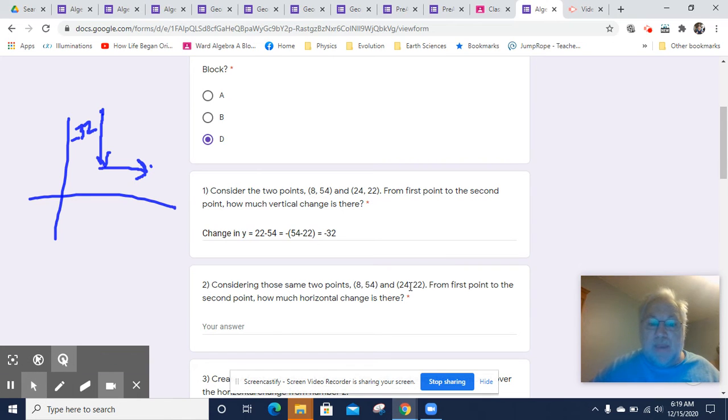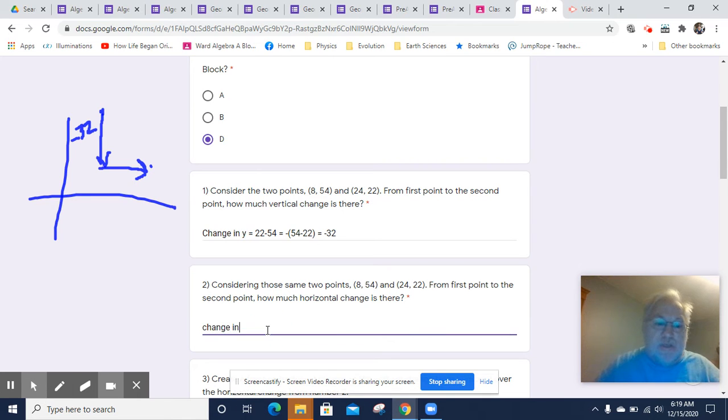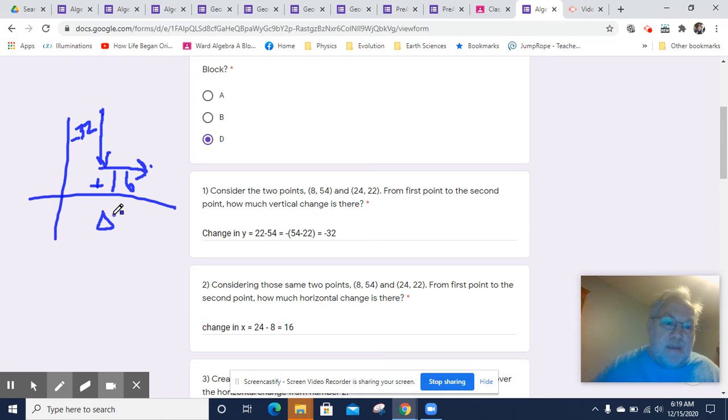So my horizontal change is going to be positive if I'm going in that direction. From 8 to 24, my change in x is going to equal 24 minus 8, because what I want to know is, from 8 to 24, what's the difference in the 24 direction? That's going to be positive. 24 minus 8 is 16, so that is a plus 16 change. And we call this my delta x.